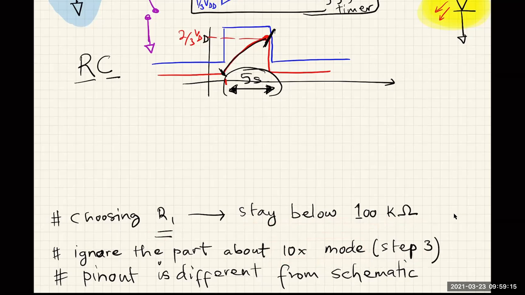The third thing to point out is that the pin out of the 555 timer is considerably different from the schematic shown. Okay, so don't assume that the schematic follows the pin layout of the package. Okay, so Google the pin out of the package, pin layout of the package, and use that in constructing the circuit.